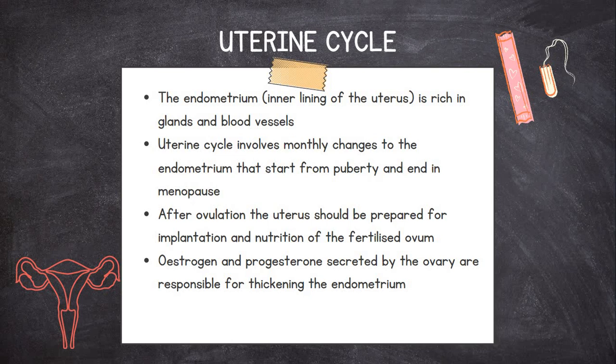So after ovulation, the uterus should be prepared for implantation to occur, and then obviously this zygote or embryo that implanted needs to be nourished. So again, then also nutrition of the fertilized ovum. Estrogen and progesterone secreted by the ovary are responsible for thickening the endometrium, and that's what we said, that one of the main functions of the corpus luteum is to secrete progesterone, which maintains the endometrium.